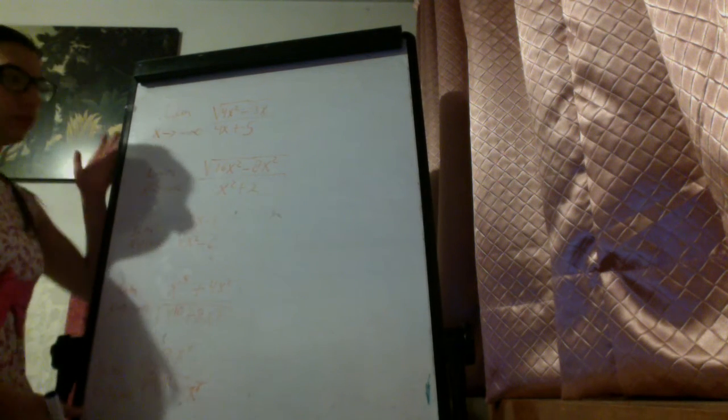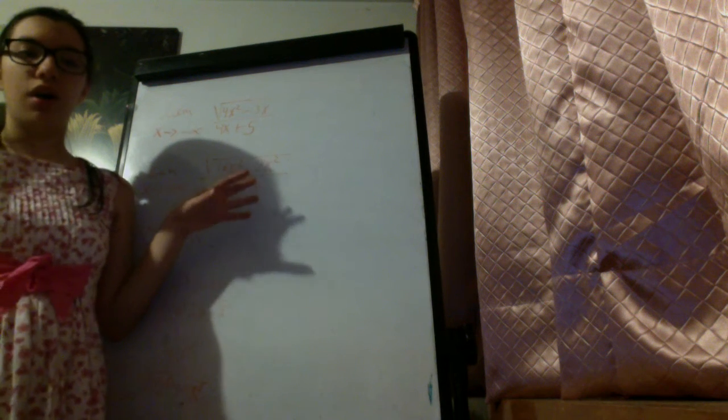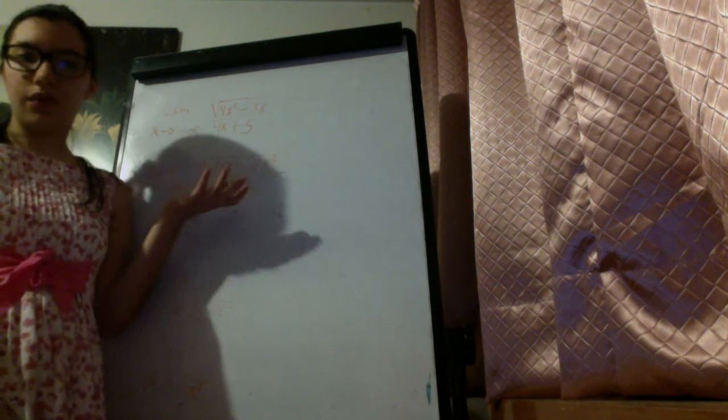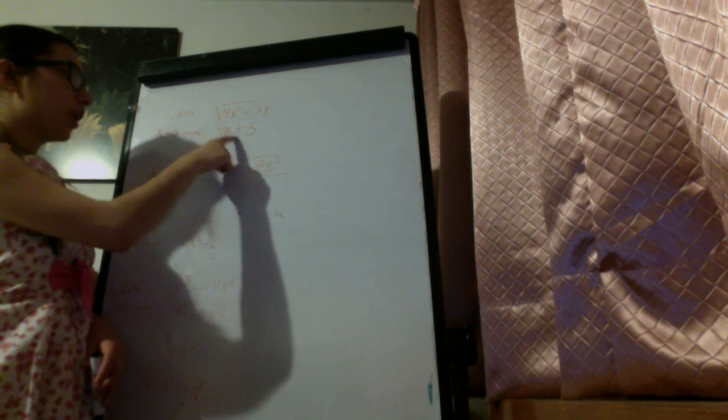Here I have used some examples, but at the end of this video you will have an idea of how to approach it, depending on if x approaches positive infinity or negative infinity, and also you will see that it depends on the highest degree of x, or the degree of the polynomial. So let's begin. The first one is the limit as x approaches negative infinity of square root of 4x squared minus 3x divided by 4x plus 5.